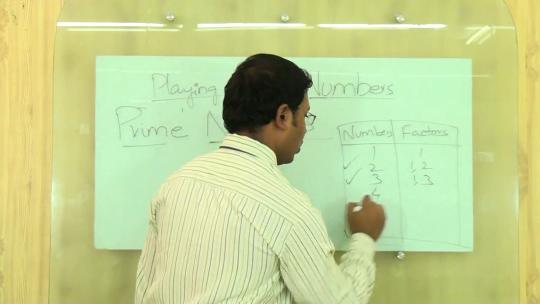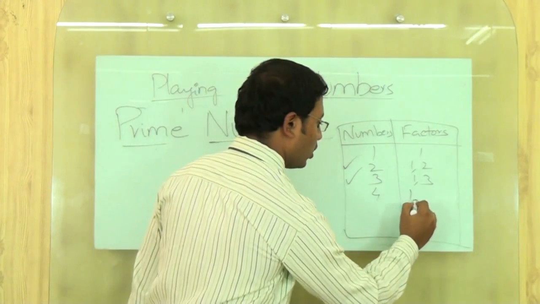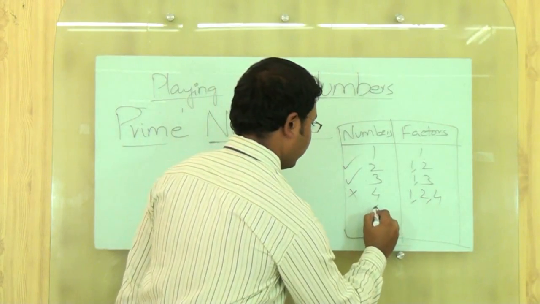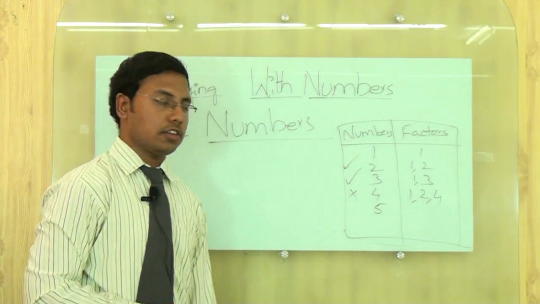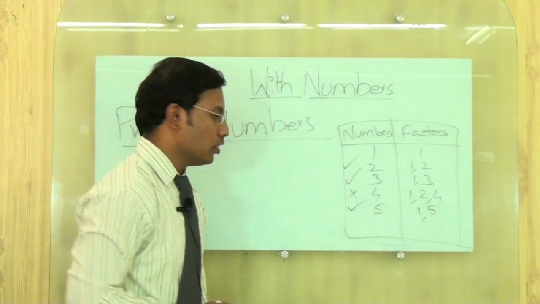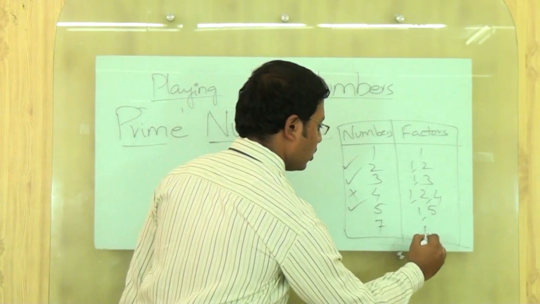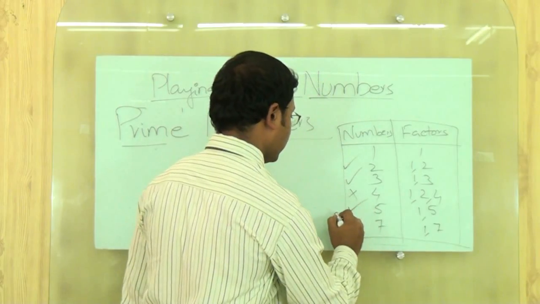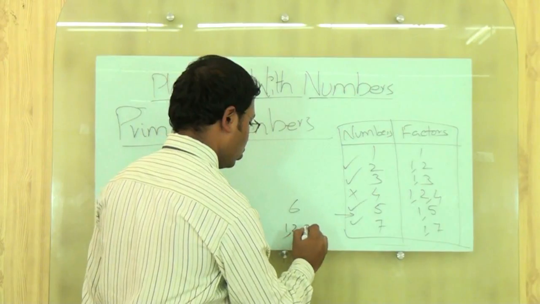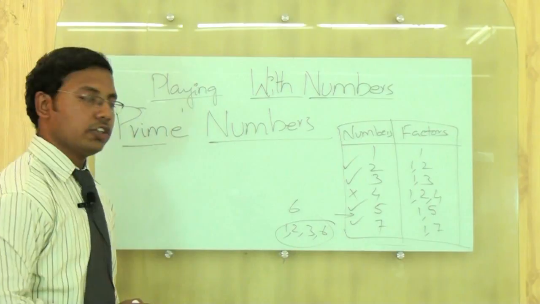Let us take 4. As I already discussed, 4 has 3 factors, that is 1, 2 and 4. This is not called a prime number. Again 5 here. 5 is exactly divisible by 1 and 5. So it is called a prime number. Similarly 7. It is divisible by only 1 and 7. So it is called a prime number. If you take 6, 6 has 1, 2, 3 and 6, 4 factors. So it is not called a prime number.